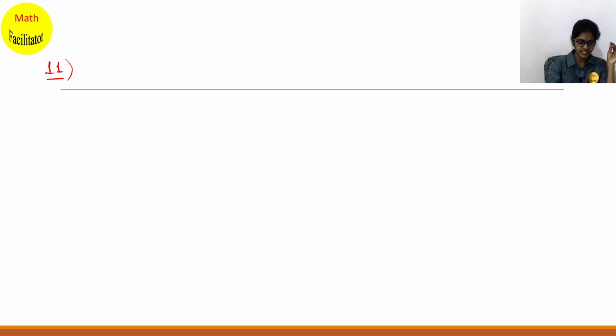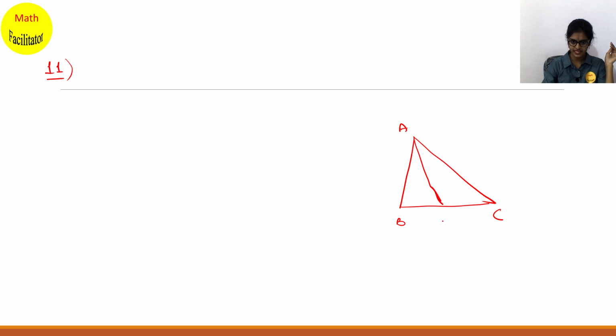So in the given figure, ABC is a triangle, right angled at B. Okay, so you have a right angle triangle A, B, C, and this is 90 degrees. Clear? So ABC is a right angle triangle, right angle at B. D and E are points on BC that trisect it. So D and E trisect the side BC.